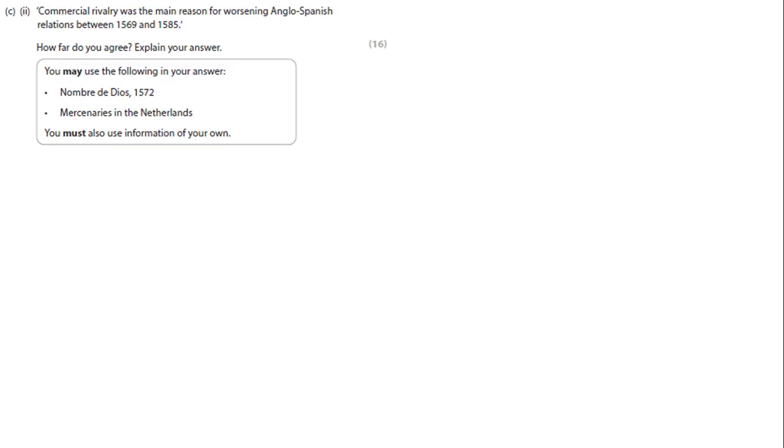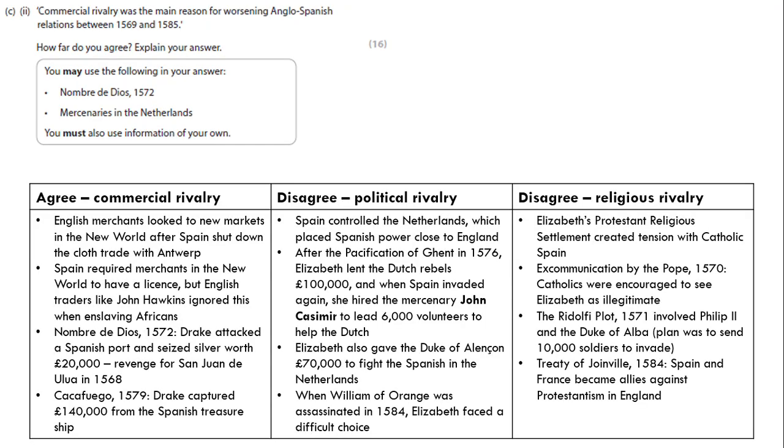Here's our second one, Anglo-Spanish relations. Is commercial rivalry the main reason for these getting worse? Note the dates, 1569 to 1585. You've got to be very particular about what you talk about. So here's what I have.